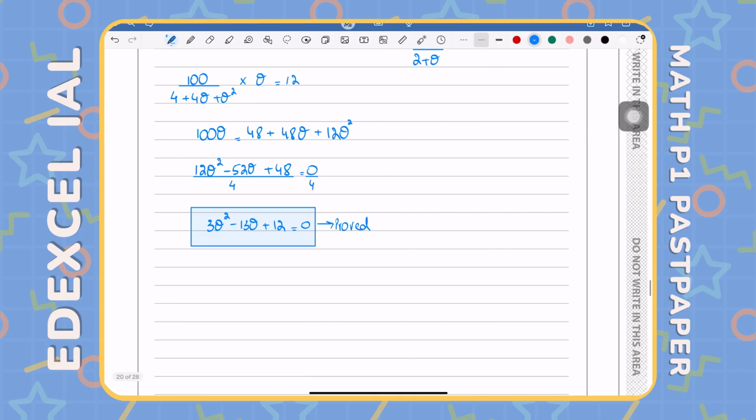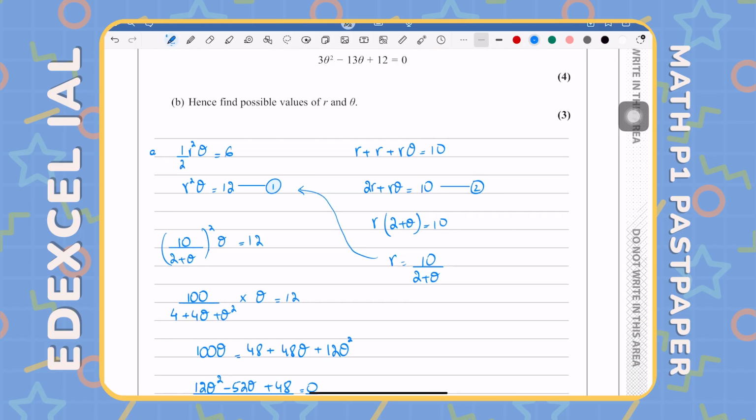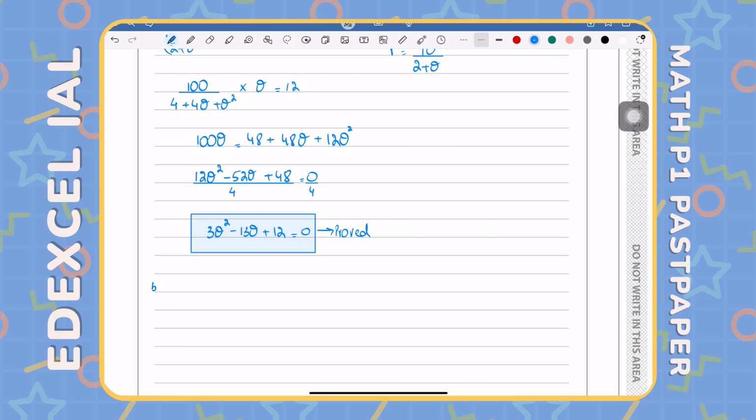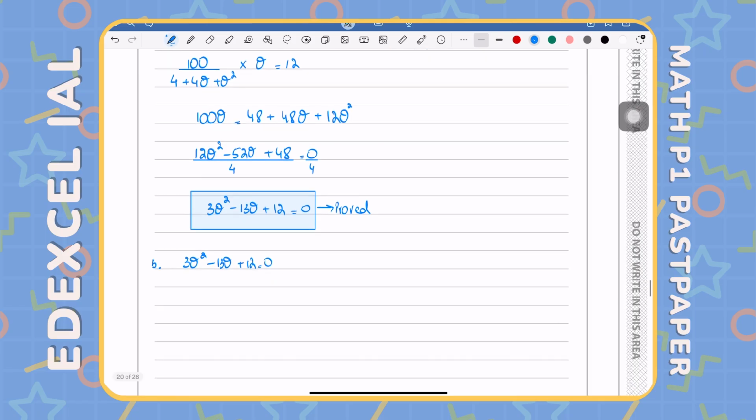Now, that was the answer to part A. Let's have a look at part B. Hence, find the possible values of r and theta. So now it's just a regular quadratic equation: 3 theta square minus 13 theta plus 12 equals 0. Now we can do middle term breaking. 12 times 3 is 36. Factors 4 and 9. So minus 4 theta minus 9 theta plus 12 equals 0.